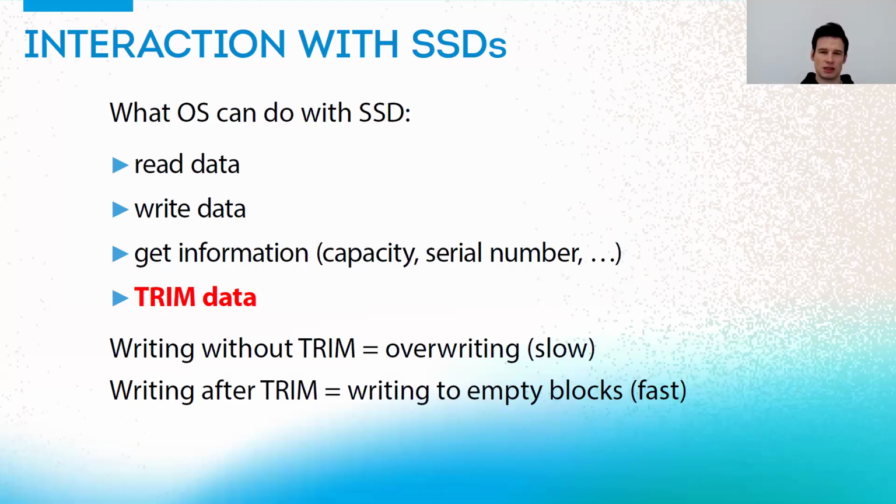So writing without trim basically means overwriting. It was slow because the SSD needs to first remove the previously written data and then overwrite it with the new one. But writing after trim works a lot faster, because the idea of trim was that in the background, the SSD will rewrite the previously deleted data with zeros, and therefore it would be possible for the new data to be written to empty blocks. So basically it will be written pretty quickly.